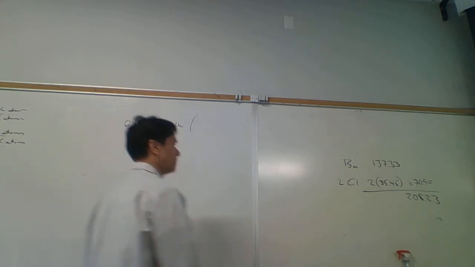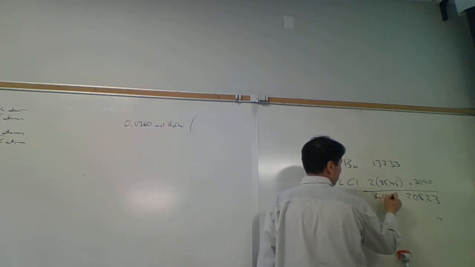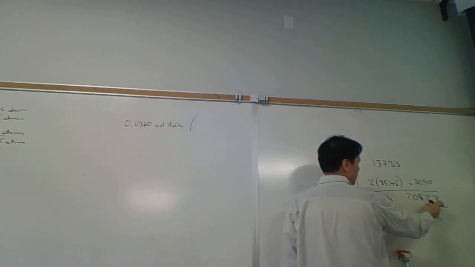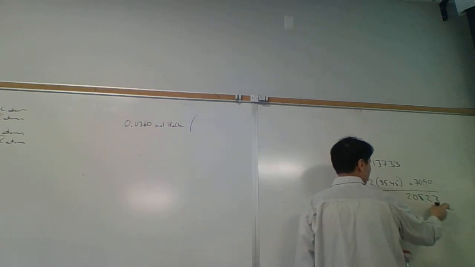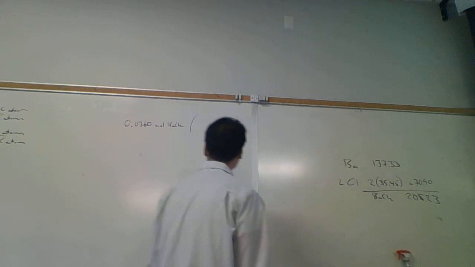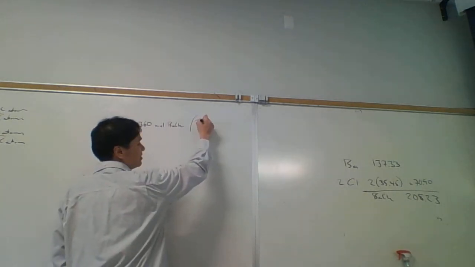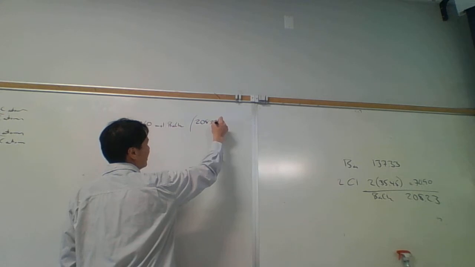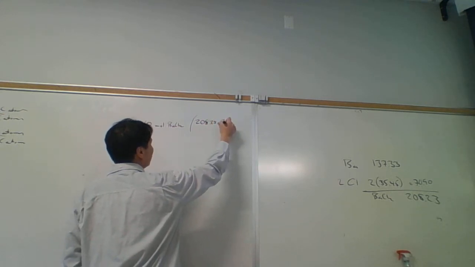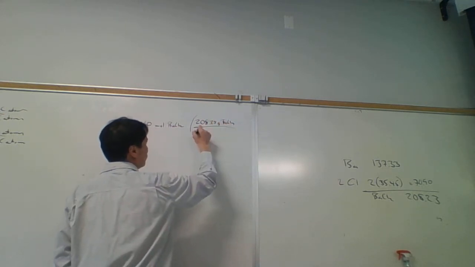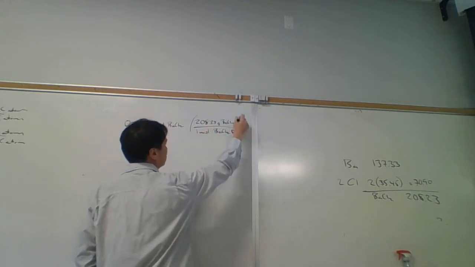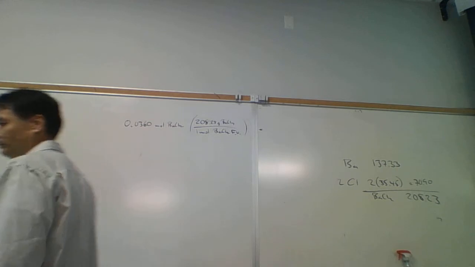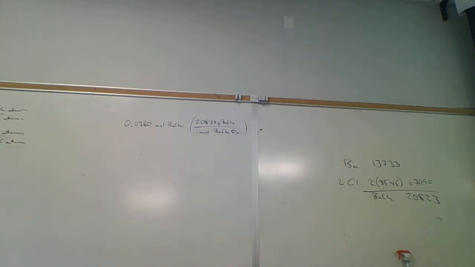208.23. That's for BaCl2. And so I'd read this as 208.23 for BaCl2 formula unit, or 208.23 grams per mole of BaCl2 formula unit. And so I'm going to write this over here, 208.23 grams of BaCl2 for every 1 mole of BaCl2 formula units. So this should give me the number of grams. Let's take a look here.